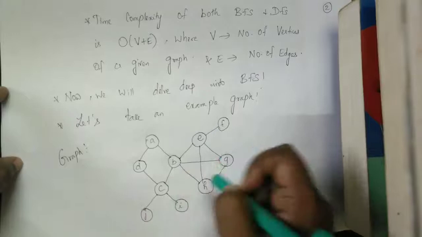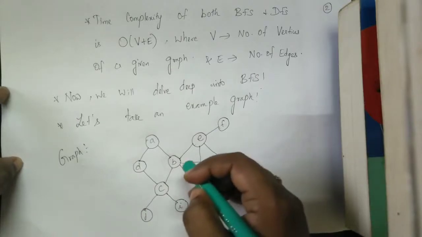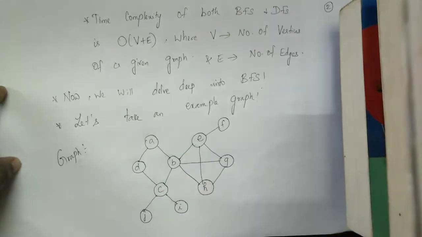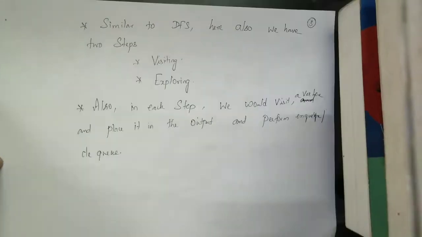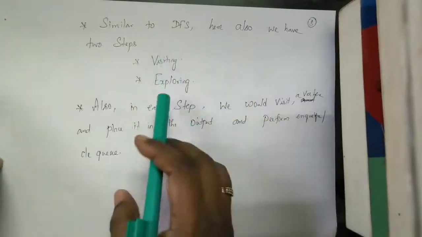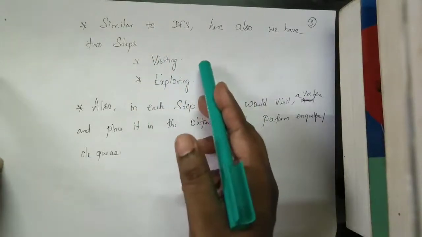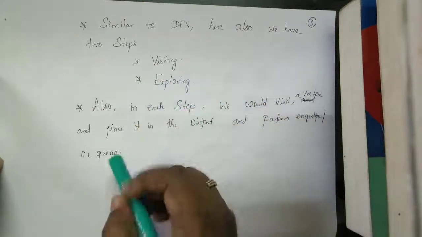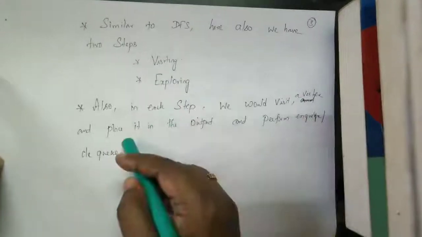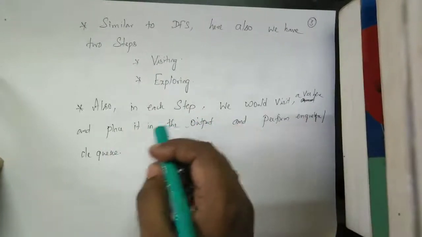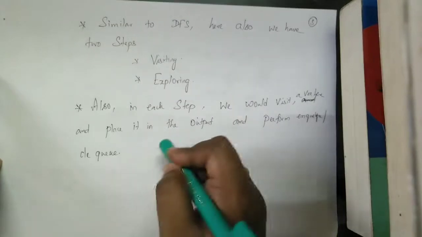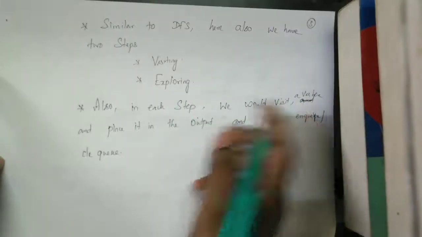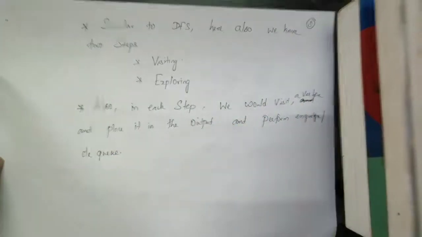We'll take a graph and work through how BFS actually works. This is the example graph we are going to look at today. This is an undirected graph. Like we had in DFS, here also we have two concepts, visiting, that is landing on a vertex, and exploring, which is visiting its adjacent vertices. At each step, we would visit a vertex, place it in the output, and perform either an enqueue or a dequeue. We said we are using a queue data structure, so we have two operations, enqueuing and dequeuing.